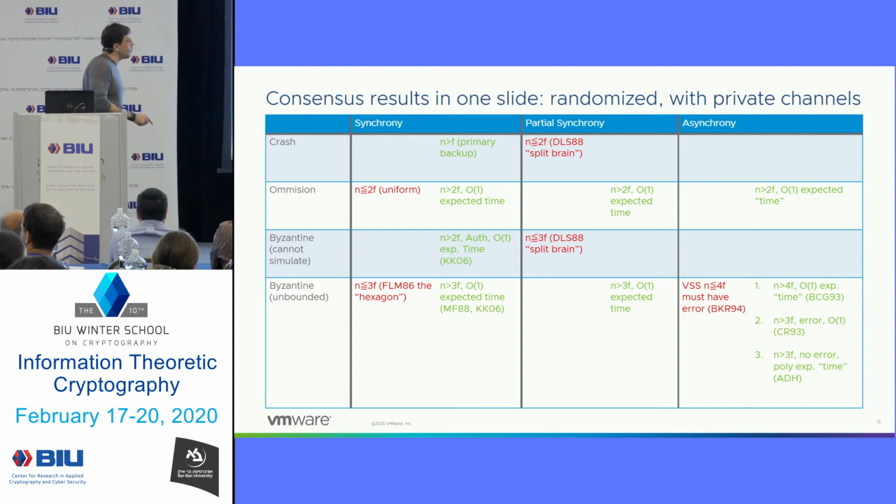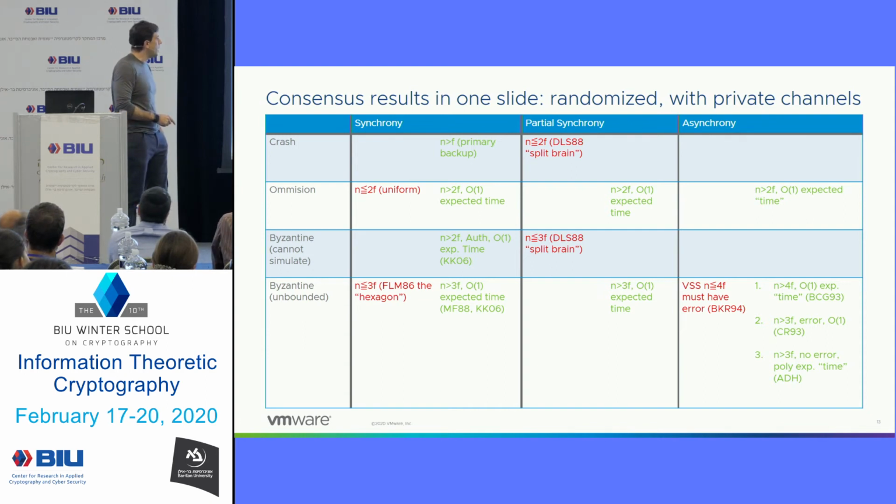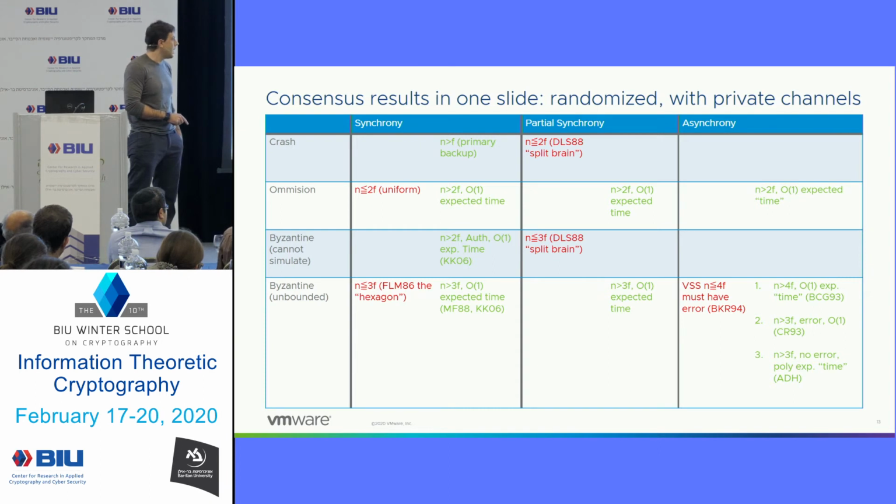Maybe the last twist is the optimal results for the Byzantine model in asynchrony. If you assume that the adversary controls less than a quarter, then you have constant expected solutions. Or if you assume that the adversary controls less than a third, then you have solutions that have a polynomial expected running time. And there's a middle solution where there's actually a non-zero probability of deadlock. But conditioned on not having a deadlock, it's a constant expected running time.